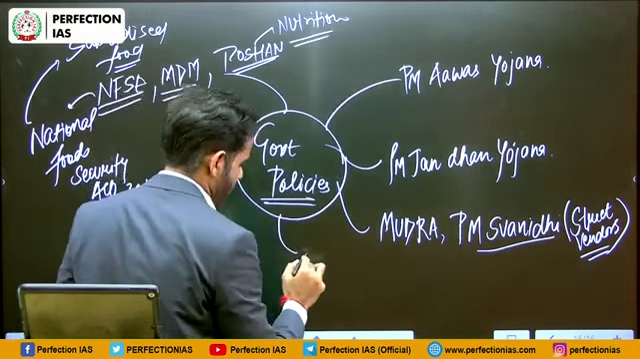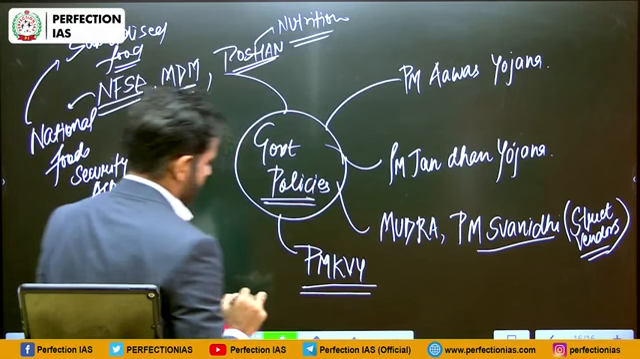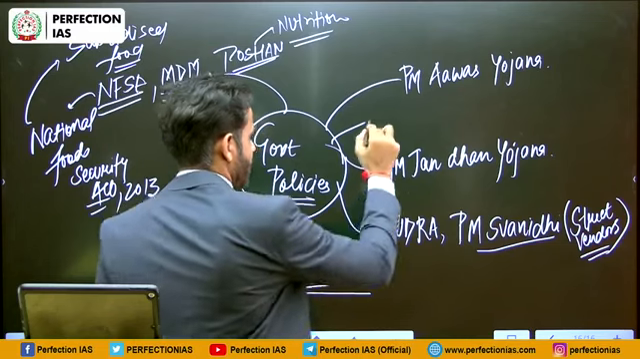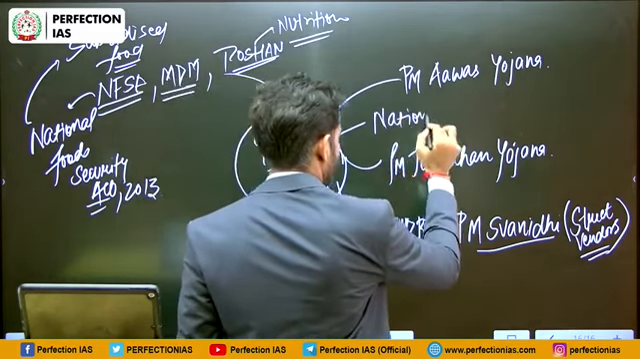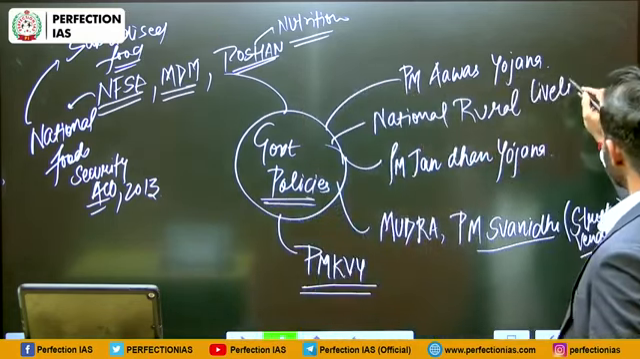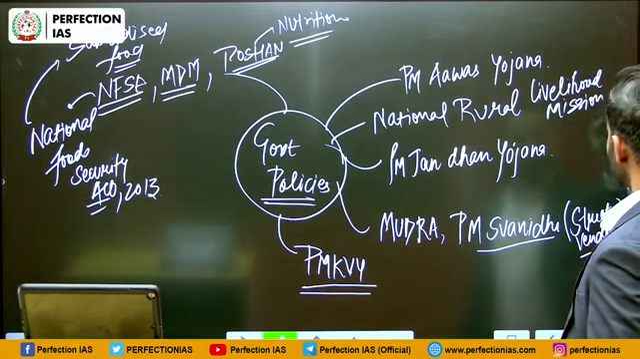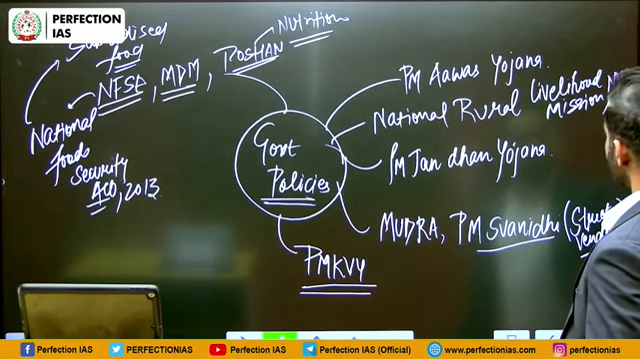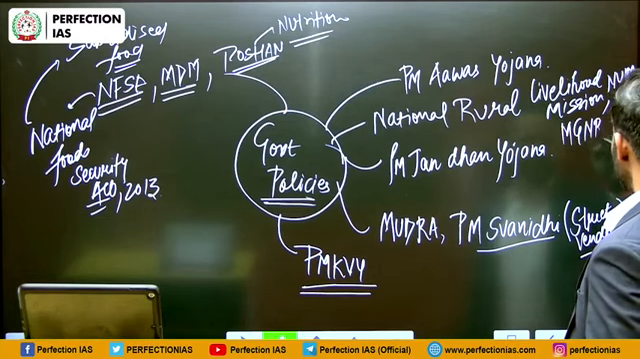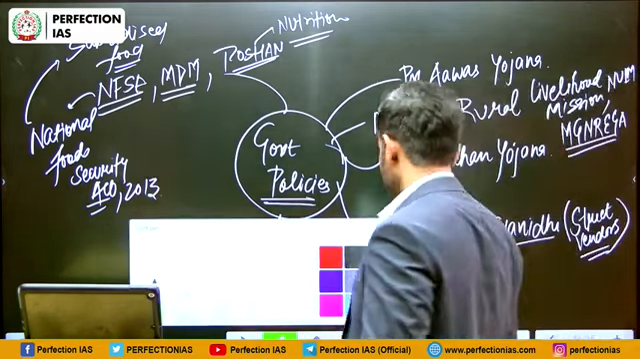Then for skill development, we have Pradhan Mantri Kaushal Vikas Yojana. Apart from that, for employment generation, we have National Rural Livelihood Mission. We have National Urban Livelihood Mission. We have MGNREGA, that is Mahatma Gandhi National Rural Employment Guarantee Act. So these initiatives are for employment generation.